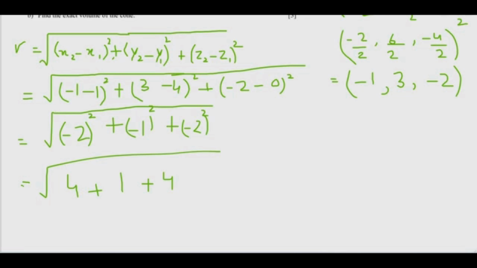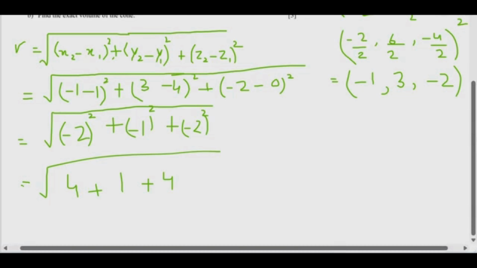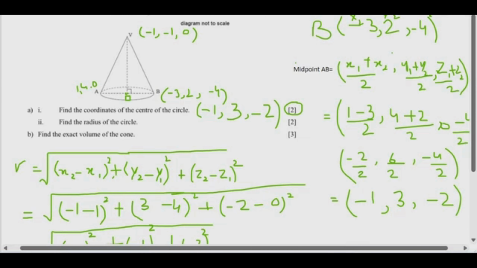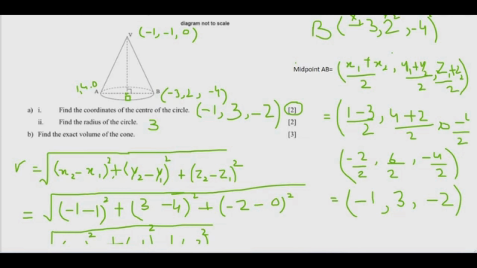And when you add them up, it would be root 9, and when you take the square root of 9, it turns to 3. So this is the answer of question number 1, part A, part 2. The answer is 3.